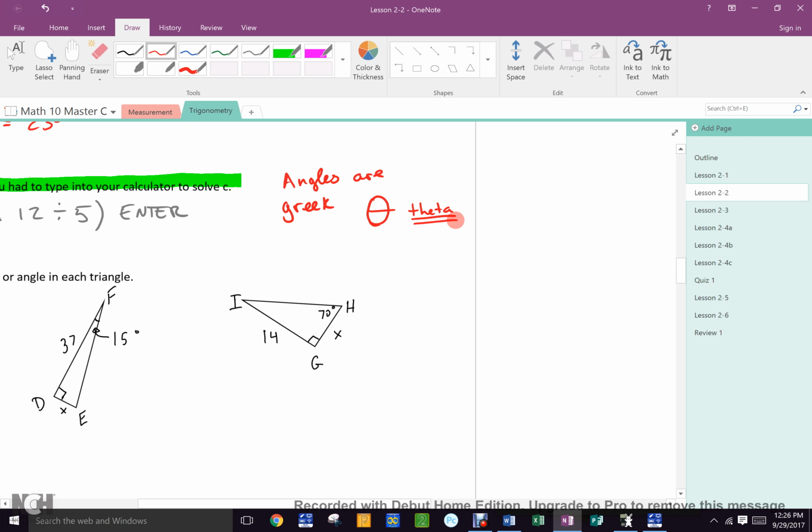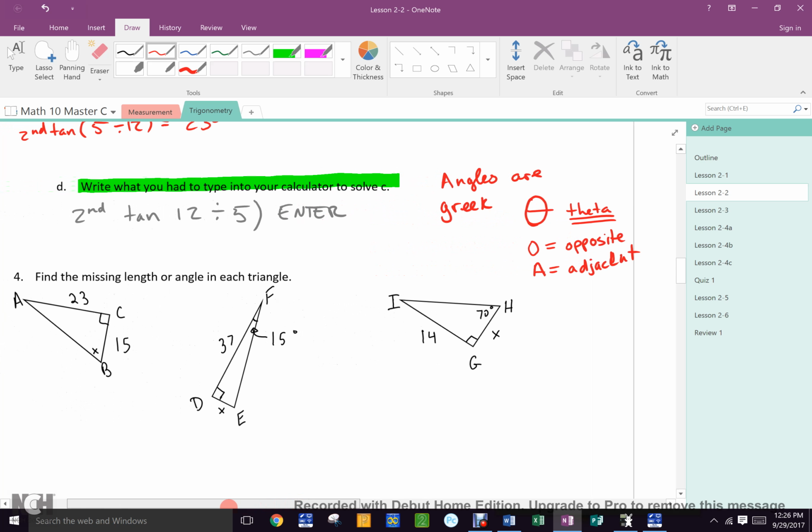So now you have 3 new terms, don't you? You have theta, you have O, which equals opposite, and you have A, which equals adjacent. Is everybody cool with that?